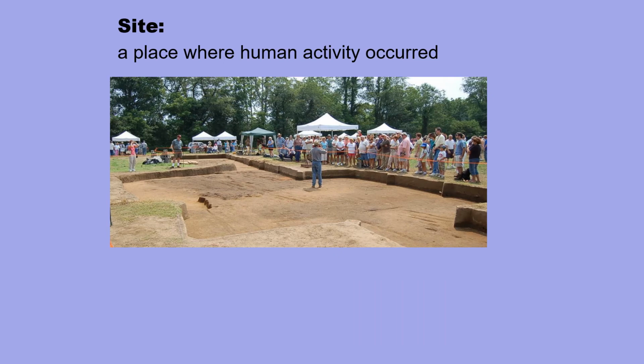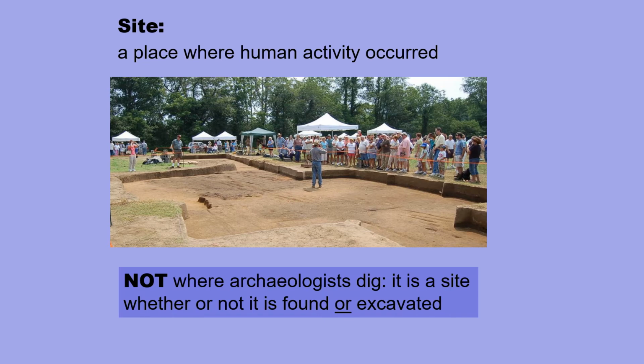A site is a place where human activity occurred. So I want to emphasize that definition. It's a place, and it's a place where human activity occurred. It is not where archaeologists dig. That's a terrible definition. I'm an archaeologist. I dig in my backyard. That doesn't make my backyard a site. So a site is a place where human activity occurred, and most sites are never found, and certainly even fewer are excavated.